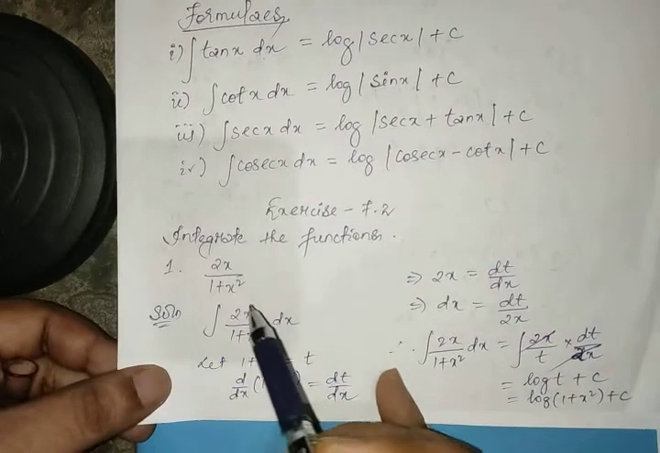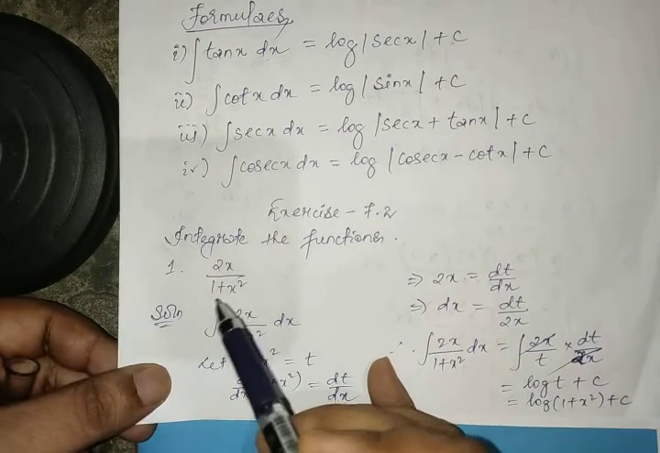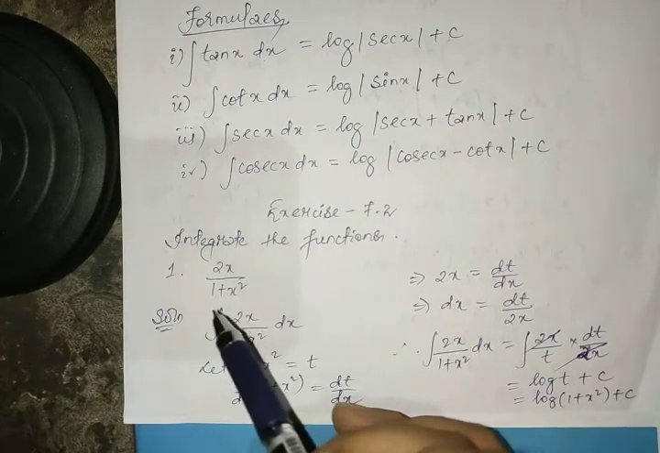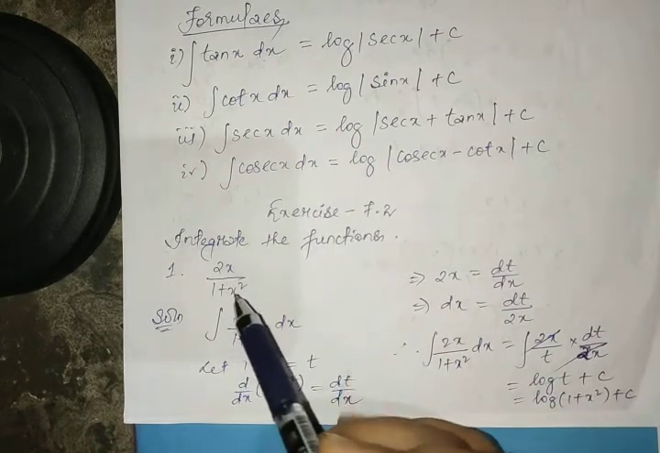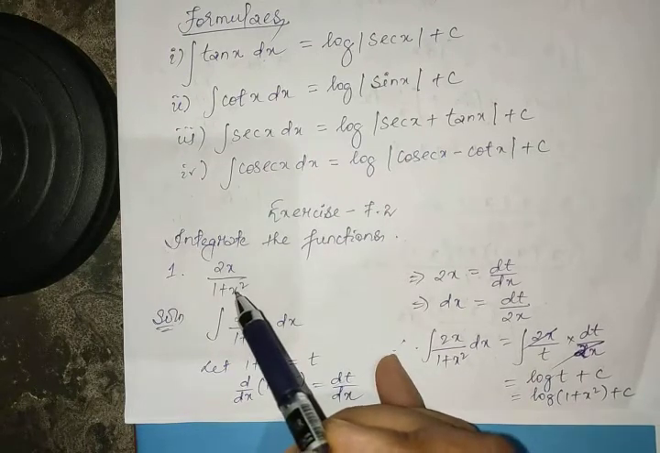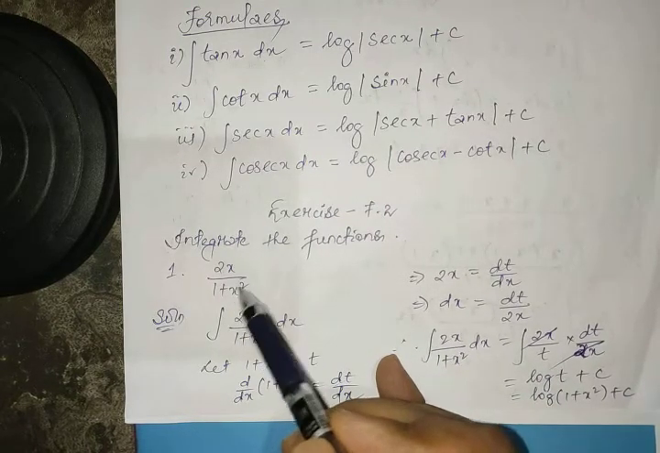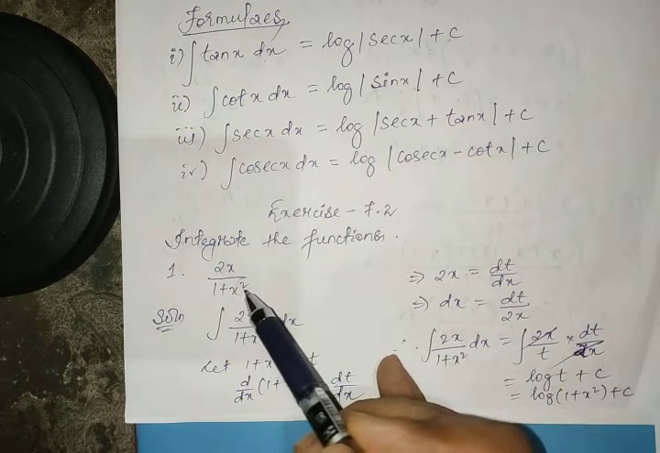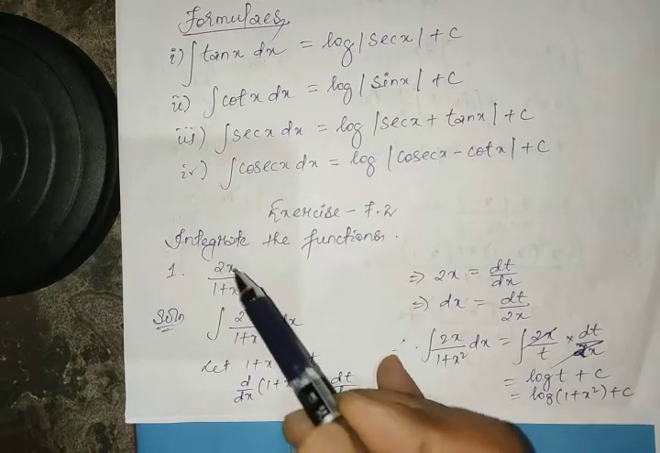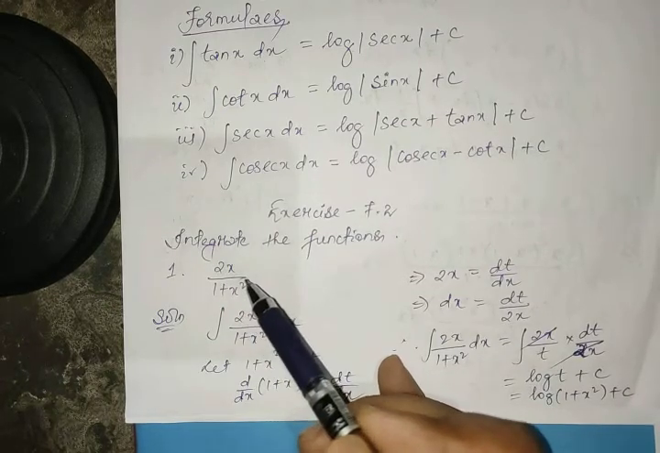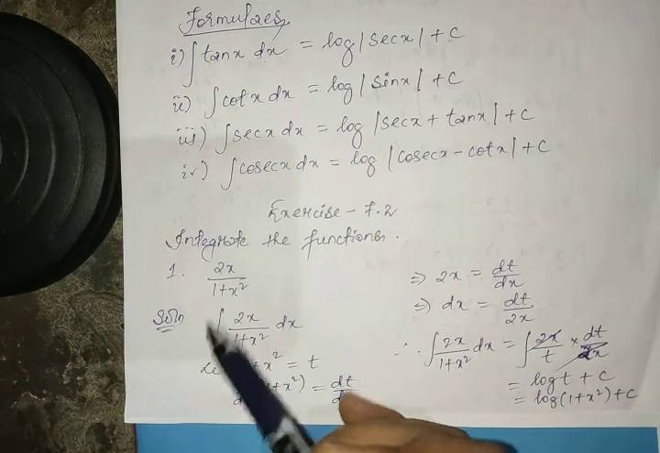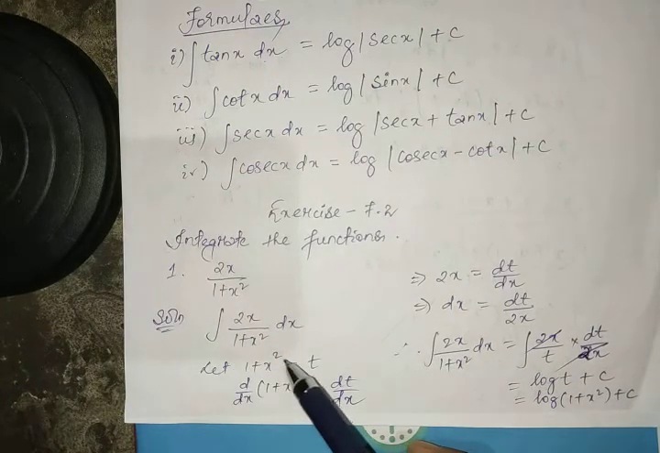That means we have to substitute either this or this, but which value to substitute, that is very important. For example, in this question, if you differentiate this x square, what will you get? We find the derivative of x square, you will get 2x, right? So that 2x and this 2x will be cancelled. In that way you have to choose the function, or the value to which you are going to substitute. So here in this case I have considered let 1 plus x square equal to t.